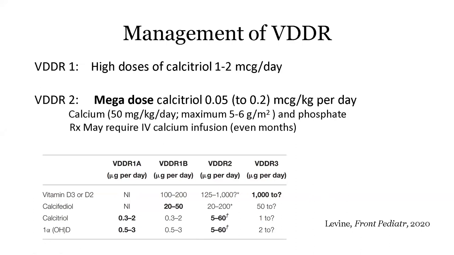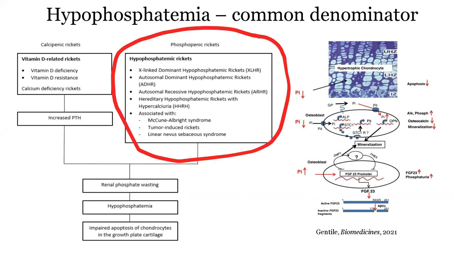So now moving from calcipenic rickets, we move on to the phosphopenic rickets. Now the phosphopenic rickets basically is an interplay of fibroblast growth factor, that is FGF23. So FGF23 is a hormone which is secreted by osteocytes, and it is a phosphaturic hormone. It decreases the renal absorption of phosphate from the proximal tubules via inactivating the sodium-dependent phosphate absorption channels, and hence causes increased phosphate loss in the urine, causing low phosphate levels in the serum.